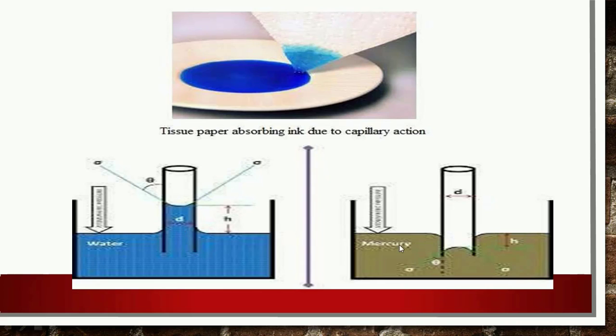When we are talking about mercury, when we place mercury in a glass and place a small tube inside the mercury, you can see in this picture the level of mercury is not rising, it is falling down. This is because of the wetting and non-wetting phenomena of a liquid with a glass surface.